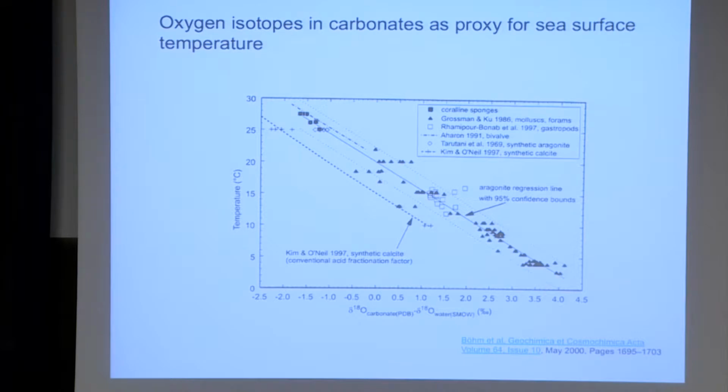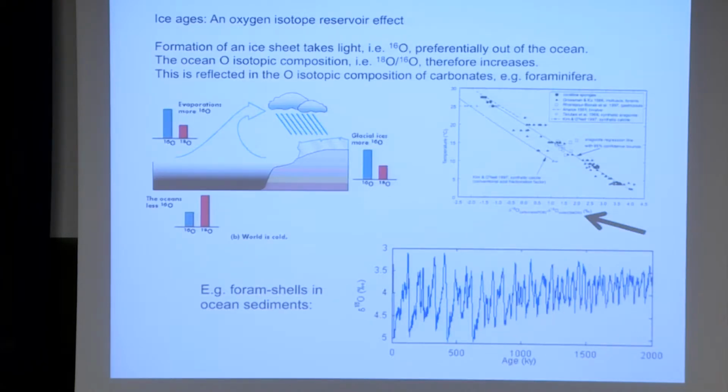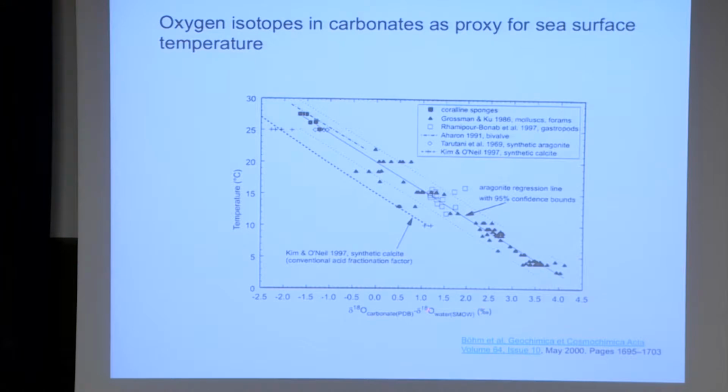Now, if you want to use that, let's say we take some foraminifera that are 300 years old or 500 years old, and we measure the isotopic composition of their carbonate, we can assume pretty safely that the oxygen isotopic composition of the water was the same 500 years ago as it is now. And that's very important, because if the oxygen isotopic composition of the water changes, then everything changes. There's a shift.